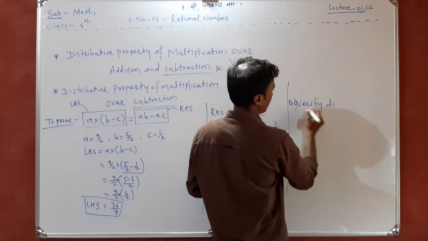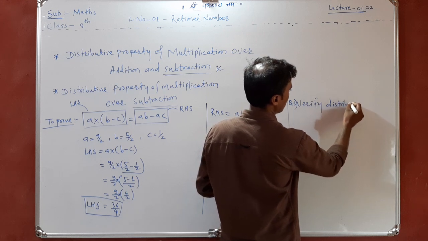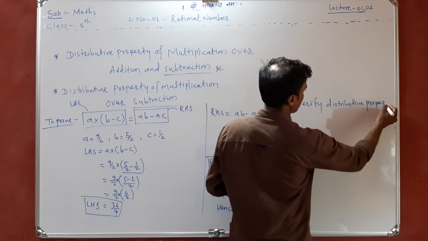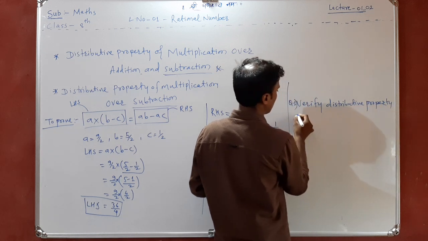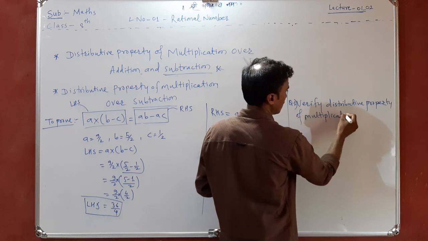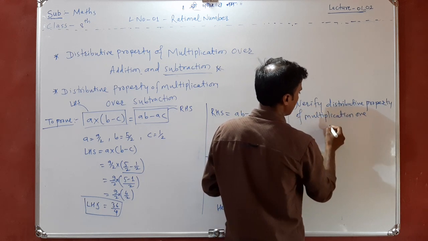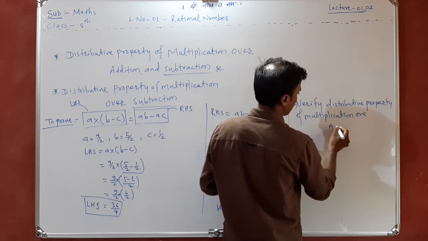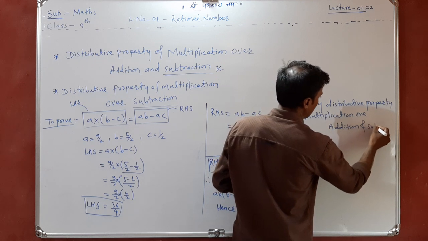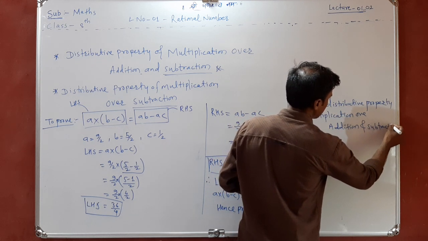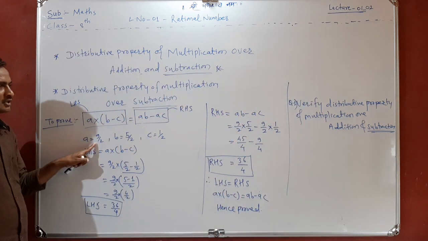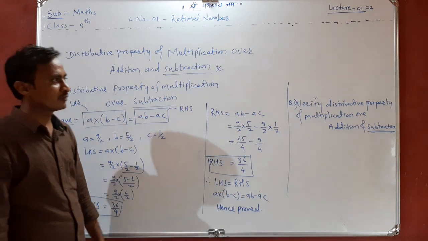Question number 1, verify the distributive property of multiplication over addition and subtraction. Now if suppose this is asked for the subtraction, you can take any value according to your convenience and prove in such a way.